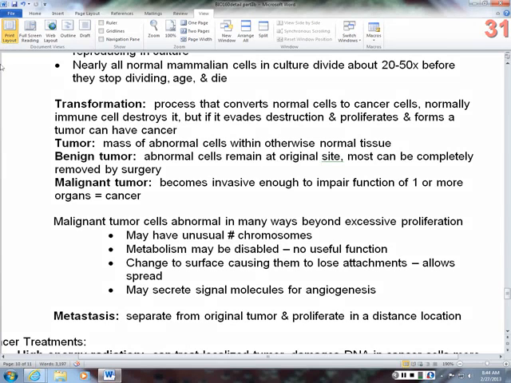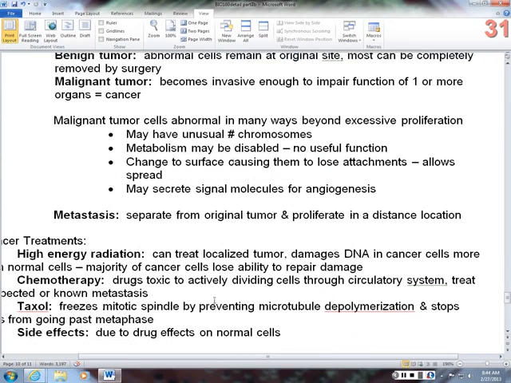And they can secrete signal molecules for angiogenesis, which is developing blood vessels. So when they float around to some other place, they'll actually send out the signal to say, you know what, body, create a blood supply for me here, and they will do that. So some of the chemotherapy drugs will actually work to prevent that angiogenesis, to try and starve a tumor in there.